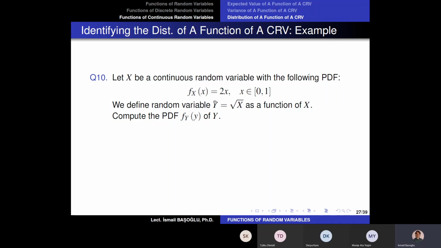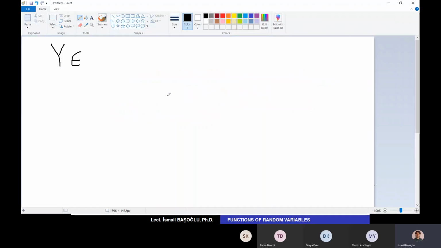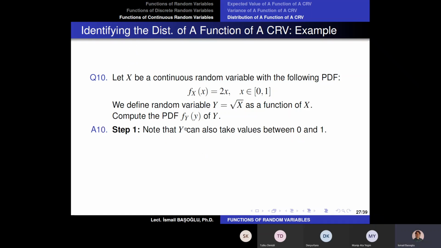So what are the possible values of y? As you can see, if you take the square root of the values within the 0 and 1 interval, again, you will get values within the 0 and 1 interval. So in this question, y can also take values within 0 and 1. Okay? So the possible values for y are real values between 0 and 1. So this is step 1.